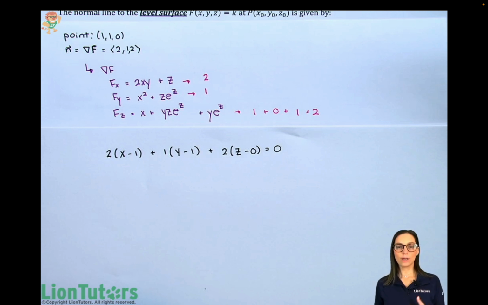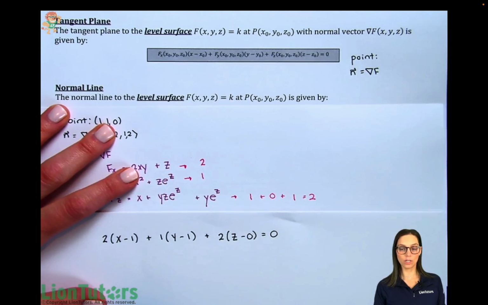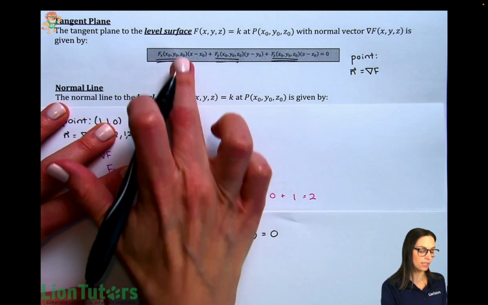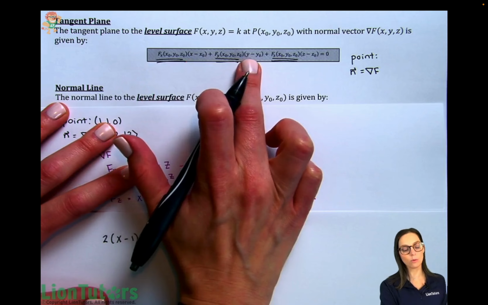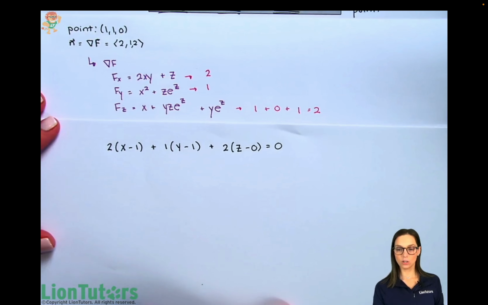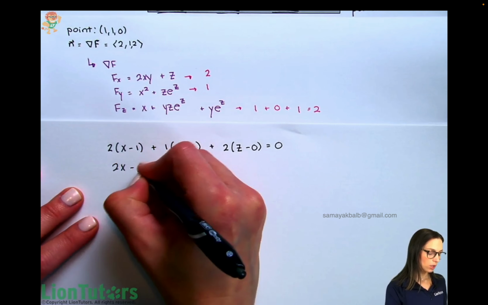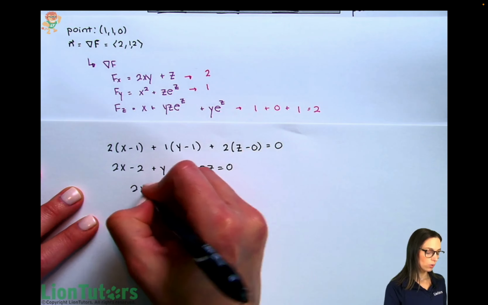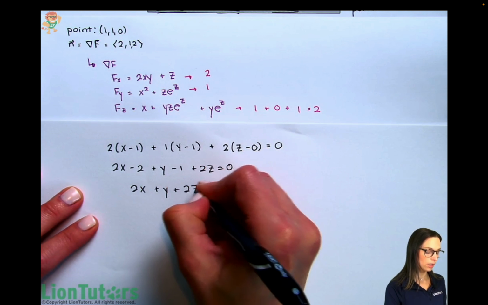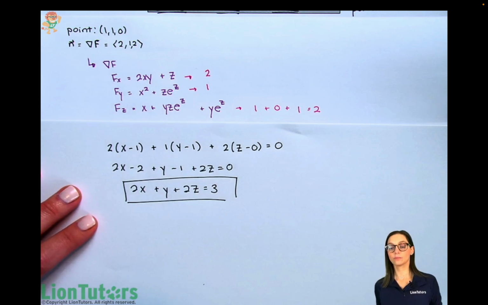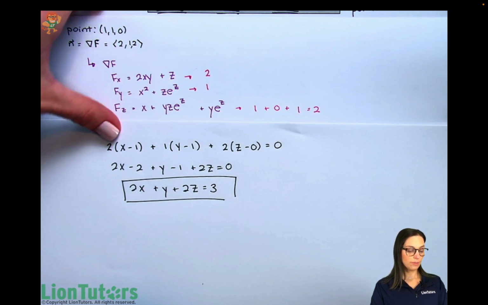If you didn't know that from chapter 12, then you can also just look up at the top of the page, and that's exactly what I'm using right here, where those are the x, y, and z values of our gradient, and this is x minus the x value of my point, y minus the y value of the point, z minus the z value of the point. All right, so continuing with the simplification, that is going to give us 2x minus 2 plus y minus 1 plus 2z equals 0. So 2x plus y plus 2z equals 3. All right, that's the answer to part A.